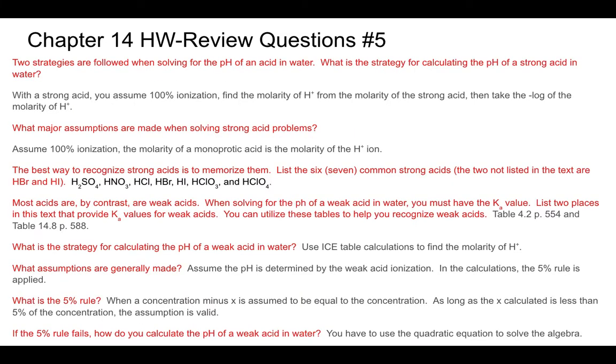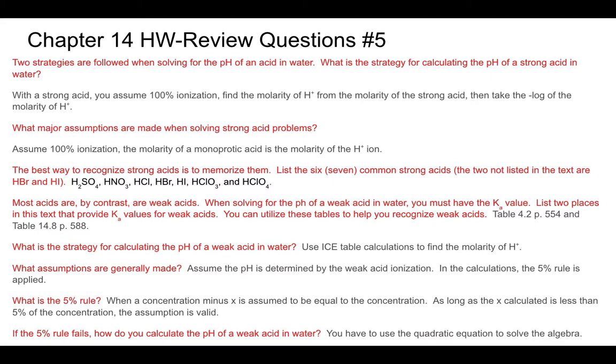Here's question number five. It says, two strategies are followed when solving for the pH of an acid in water. What is the strategy for calculating the pH of a strong acid in water? So with a strong acid, and we memorized the seven strong acids in this chapter, you assume 100% ionization, which means you find the molarity of H+ from the molarity of the strong acid directly.